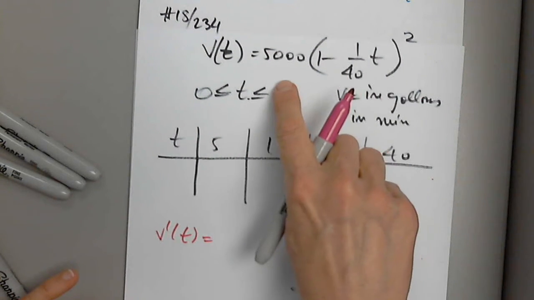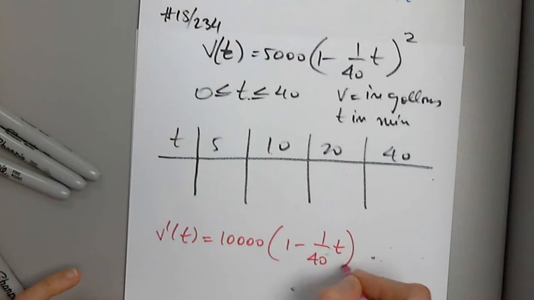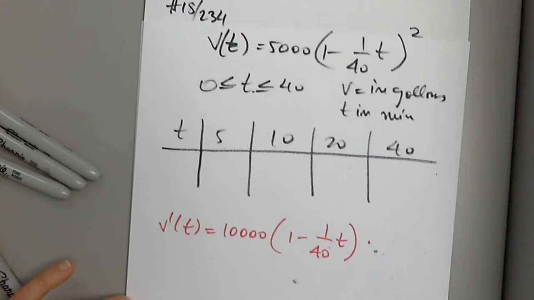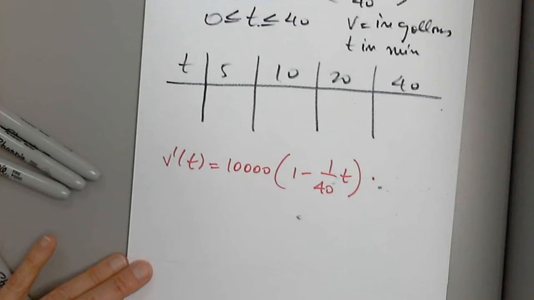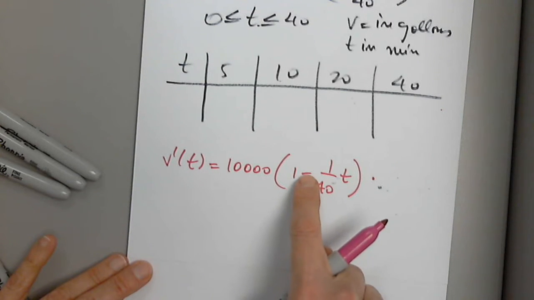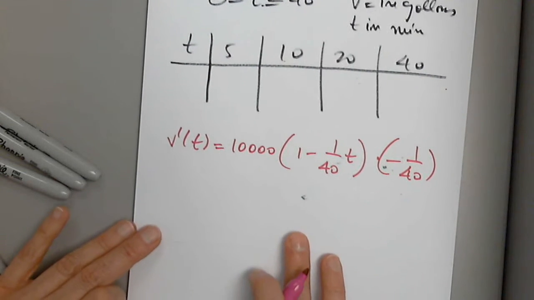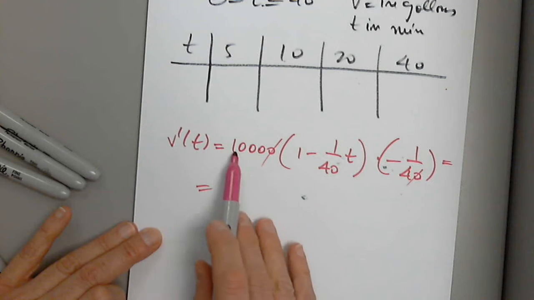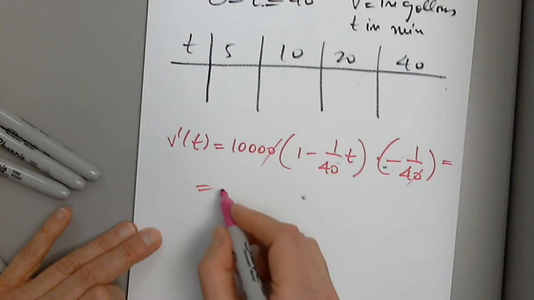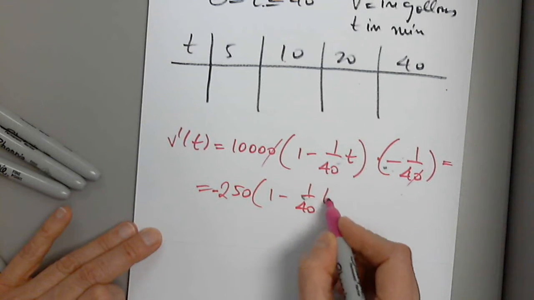So V prime of t equals, we bring down the power, so 10,000, 1 minus 1 over 40t, subtract 1 from the power, times the inner function prime, over 40. Negative. Right. Negative 1 over 40. I'll simplify just a little bit. 10 with 10, and 1,000 divided by 4 is 250 with minus in front. 1 minus 1 over 40t.